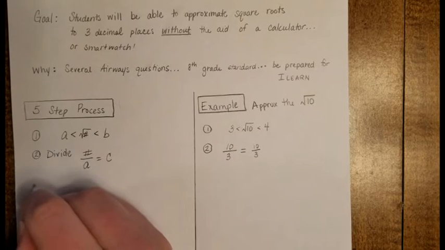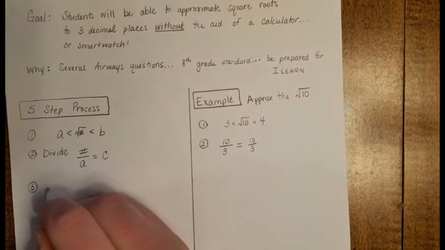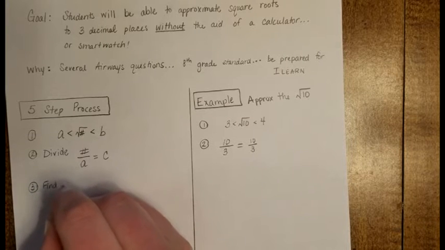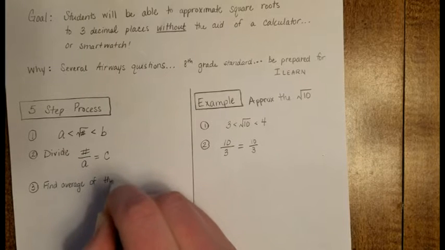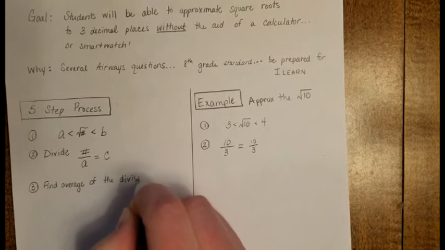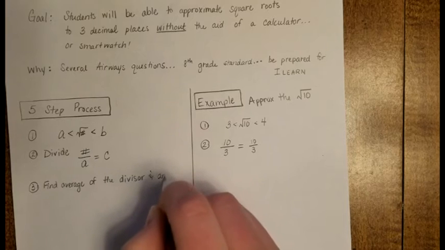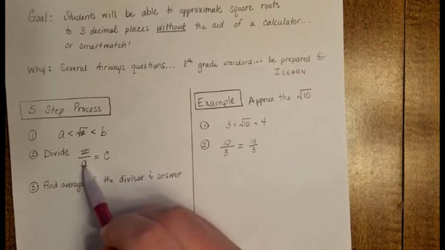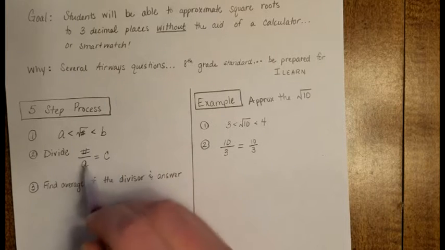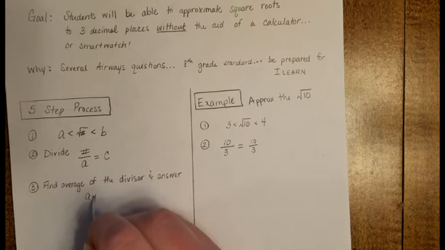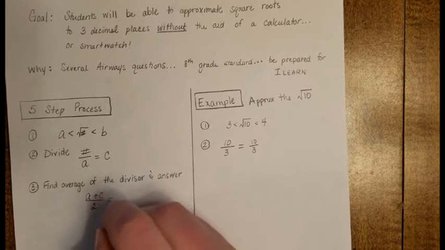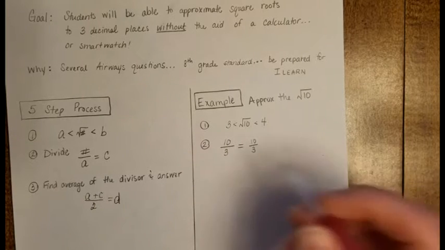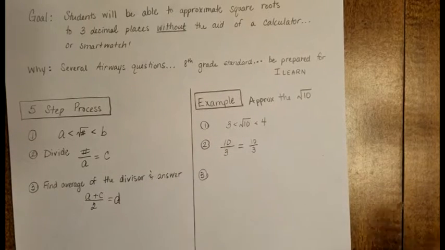Step 3. After I've done that division, I need to find the average of the divisor and the answer, just from the previous step. So the divisor is what you're dividing by, and that would be A, and up here, this is C. So to find the average, I would be taking A plus C, dividing it by 2, and let's call that answer D. Whatever we get from that, we'll call D. So step 3 would look like over here.